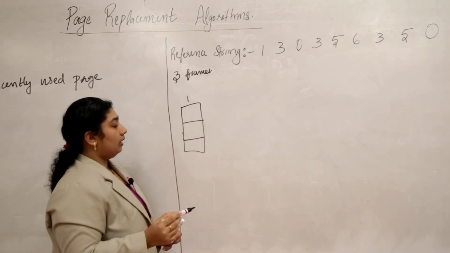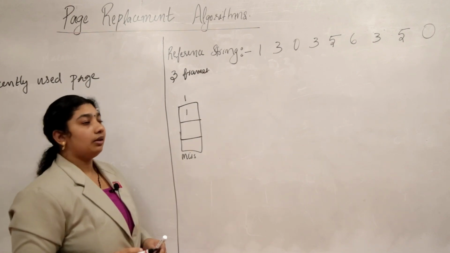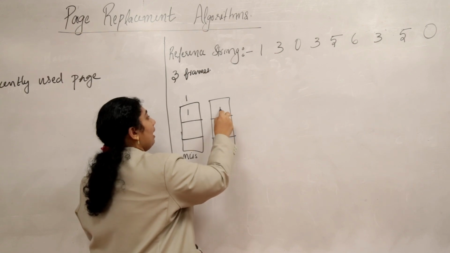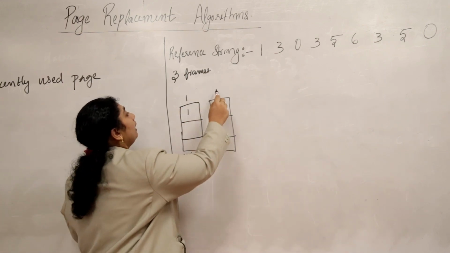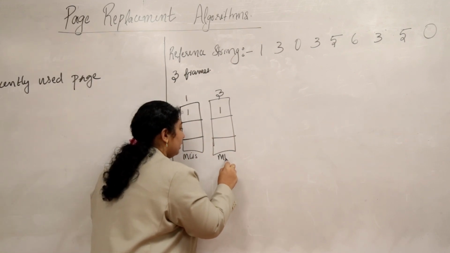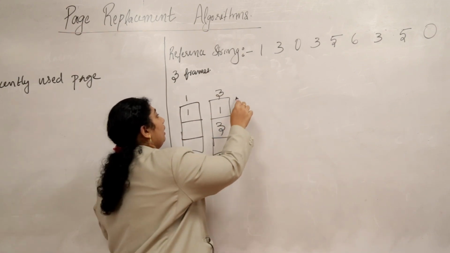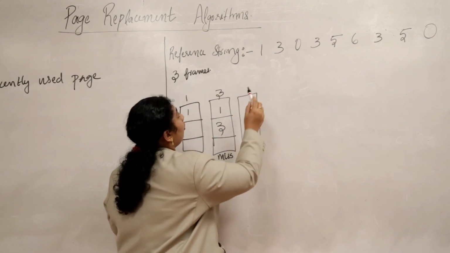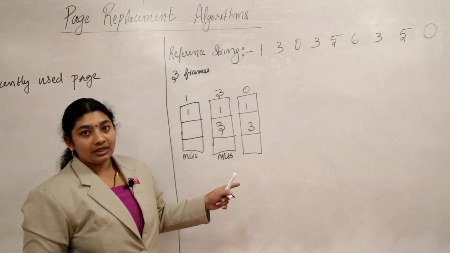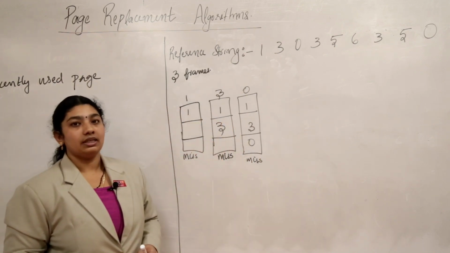First request is 1. 1 is not present, so it is a miss, and 1 is loaded into the physical memory. Next one, we have a 1 already. Then we get a new request for page number 3. 3 is not present, so it is a miss, and we need to load 3 into the physical memory. Next request is for page number 0. We have 1 and 3 already. 0 is not present, so again a miss, and we will load 0 into the physical memory.